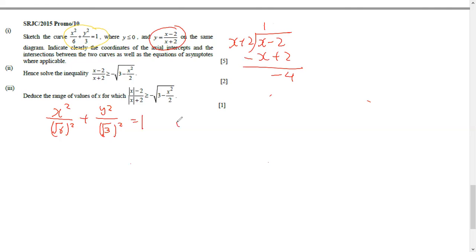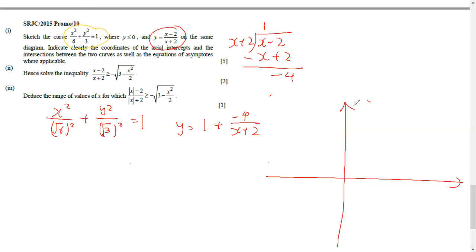Okay, so this one will be y equals 1 plus minus 4 over x plus 2, sorry. So we are asked to draw these two graphs on a diagram. Okay, so let me make a quick sketch. Okay, so this one you can use your GC.